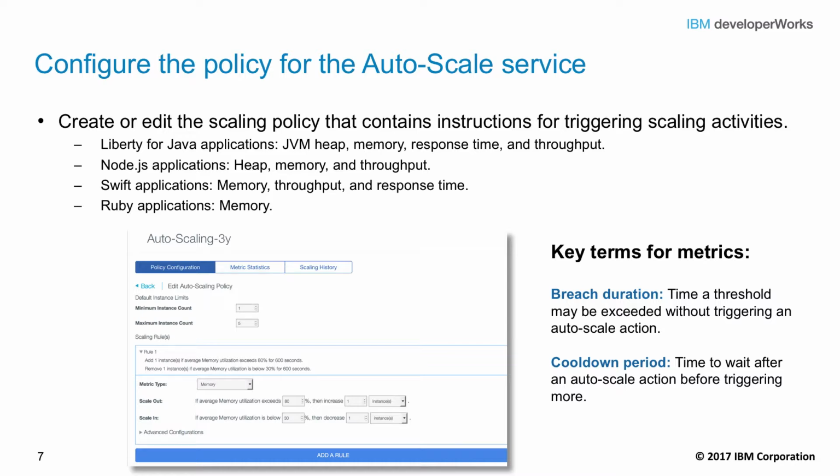There are some important parameters to understand when setting a scaling policy. The breach duration is the time window used to determine if a deviation from the policy threshold will trigger the scaling action specified in the rule. If you want to respond quickly to a violation of the threshold, set the breach duration to a smaller value.